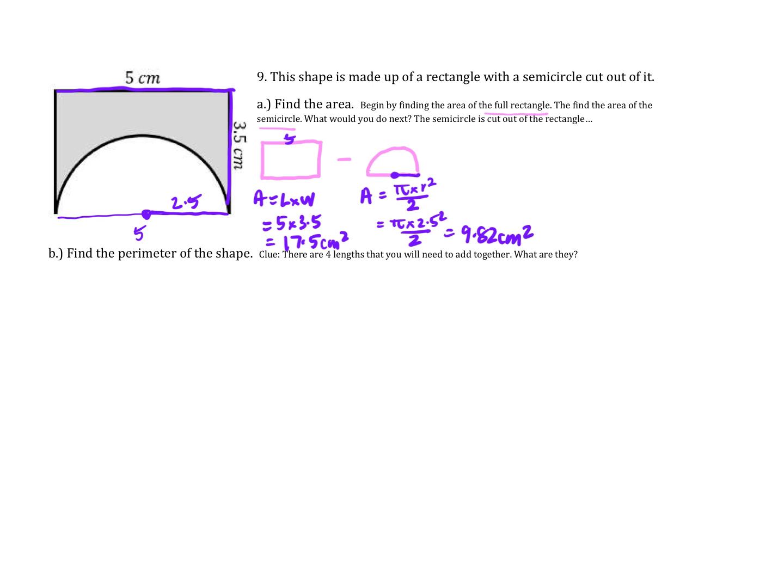Now the total area this time, this is not adding them together. This is subtracting because the semicircle has been cut out. So the area is going to equal 17.5, take away 9.82. And that gives me 7.68 centimetres squared. Okay, next part here asks us for the perimeter of the shape.